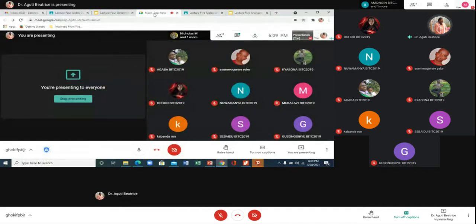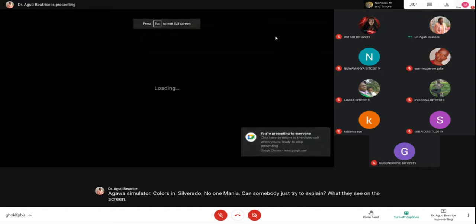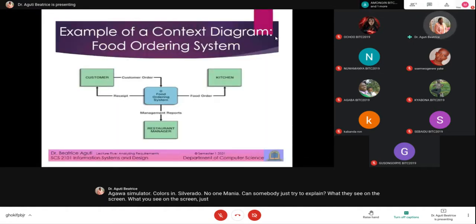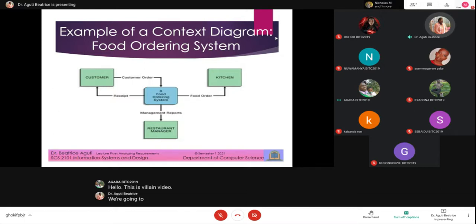Agaba, Semogere, Mukalazi, Sivaidu, Nuwamanya. Can somebody just try to explain what they see on the screen? What you're seeing on the screen, just explain what you perceive from the diagram and how the arrows are flowing. What do you understand? Hello? This is Birungi Joan. Birungi Joan, yes, please. Can you speak to this diagram? Tell us what you understand.